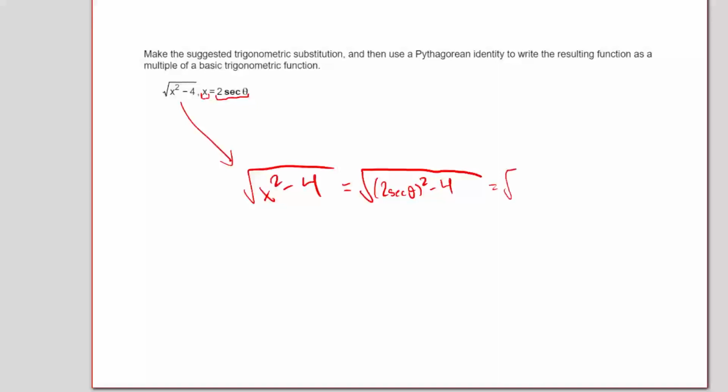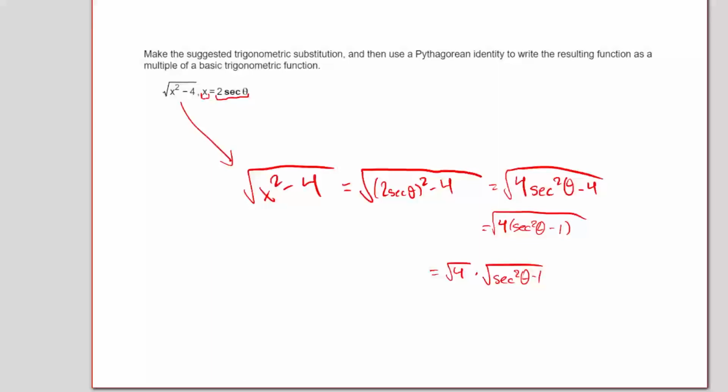Now, if we square that out, this 2 times secant theta, we will get 2 squared, which is 4, and then we'll get secant squared, which is just secant squared minus 4. Now, both of these have a common factor of 4, so I can factor a 4 out inside of the square root, and we'll get secant squared theta minus 1. Now, I can rewrite this as the square root of 4 times the square root of secant squared theta minus 1. Now, we'll see that the square root of 4 is just 2, and then times the square root of, well, what's secant squared theta minus 1?